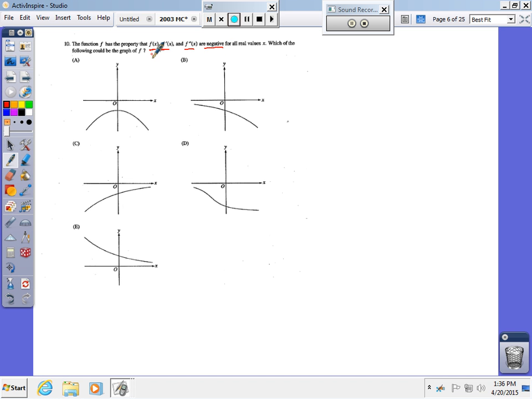If the function is negative, it's got to be below the x-axis. If the first derivative is negative, it has to be decreasing for all the values. And if the second derivative is negative, it's concave down. So I'm looking for below the x-axis, decreasing everywhere, and concave down. So it's below the x-axis, obviously. It is decreasing, and it's concave down. No more explanation needed for that.